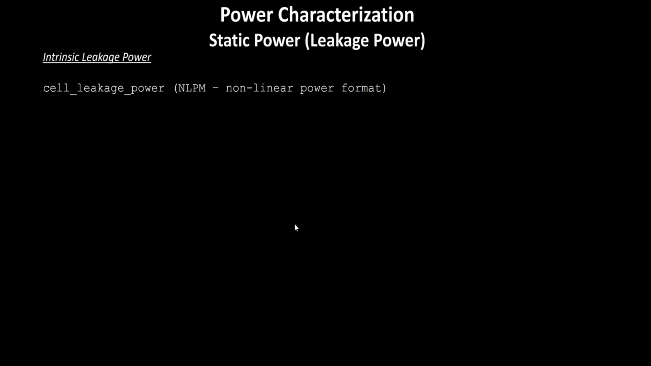There is a third group, which is the cell leakage power group. We'll stop at this point and start with the cell_leakage_power group, and the other group, the tunneling current, which comes under the gate leakage current group. Let's try to cover both of them in the next video.